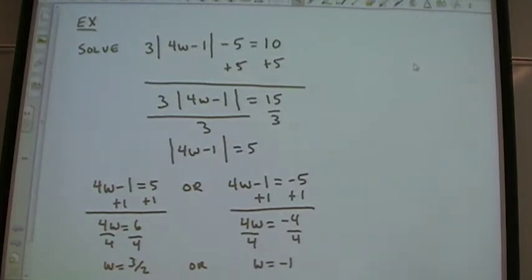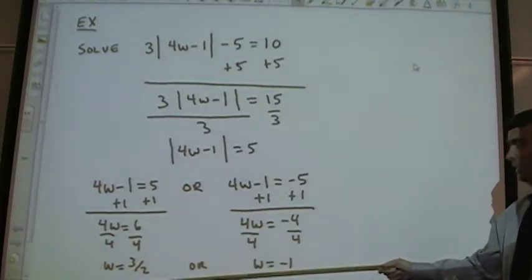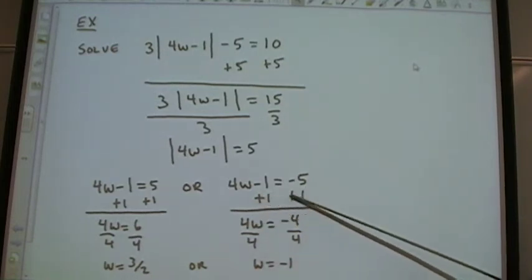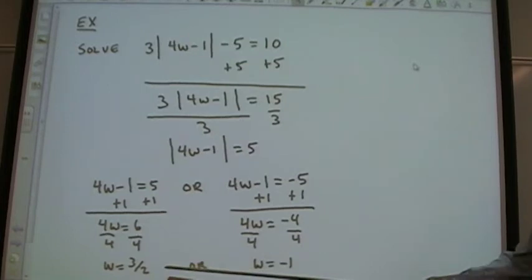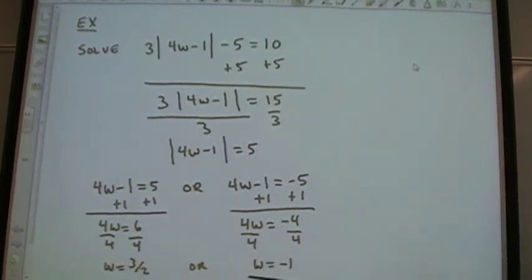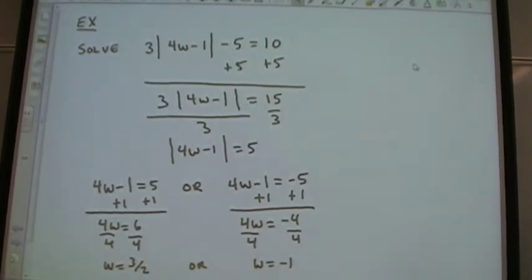All right, so here we add 1, we get 3 halves. Here we add 1, we end up with negative 1. So my two possible answers are 3 halves or negative 1. All right, check them both out.